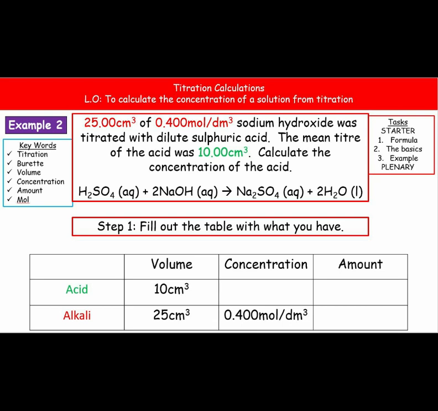So in the question we can see that our acid had a volume of 10 centimeters cubed, so we can put that into that first box, and our alkali, the sodium hydroxide, has a volume of 25 centimeters cubed, so we can fill that into the table as well under the volume for the alkali. We've also got the concentration of the alkali of 0.4, so we can put that in our concentration of the alkali box. And that gives us all of the information from the question in one easy to read table.